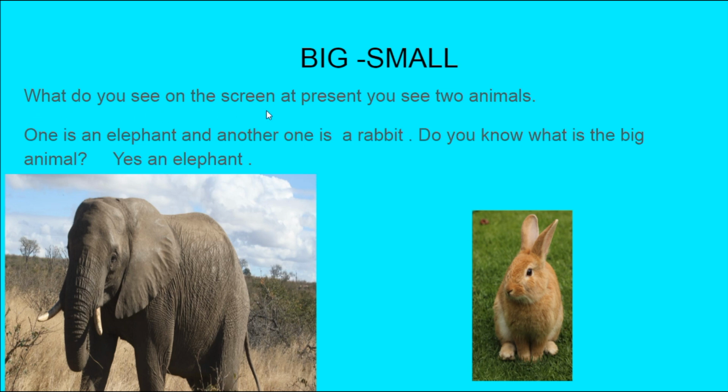What do you see on the screen at present? You see two animals. One is an elephant, another one is a rabbit. Do you know what is the big animal? Yes, an elephant is a big animal, a rabbit is a small animal.